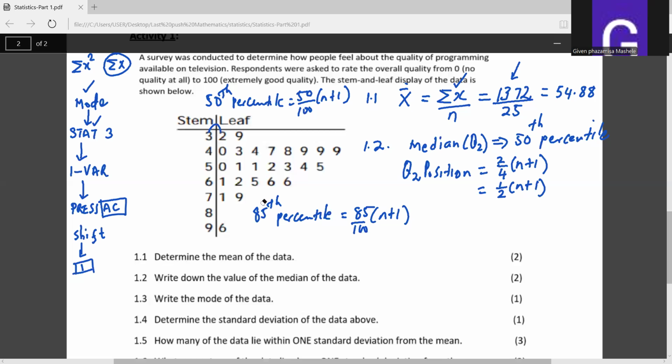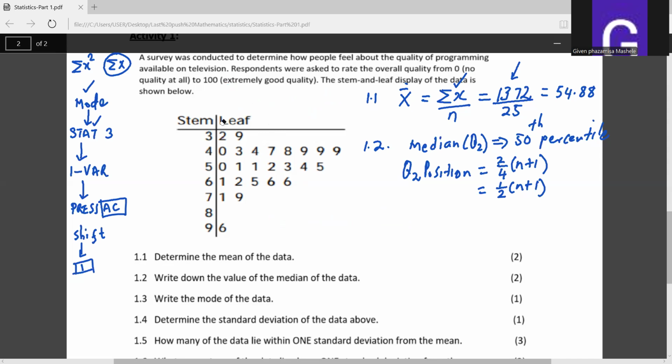So in this case, we need to calculate the position for quartile 2. Remember, you cannot calculate the median if you have not arranged the data from smallest to highest. What will be the position for quartile 2? How many observations are we having here? We're having 25 observations, so where there is n, we put 25. So this will be 25 plus 1, which becomes 26. Half of 26 is 13.